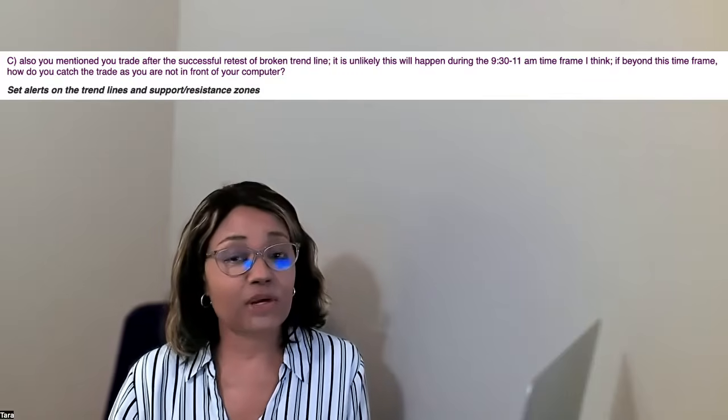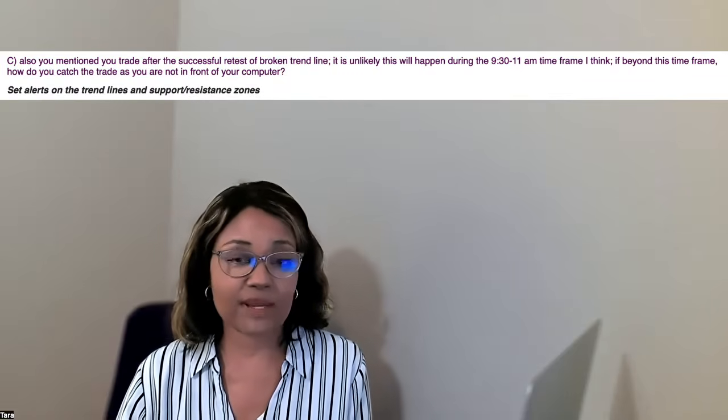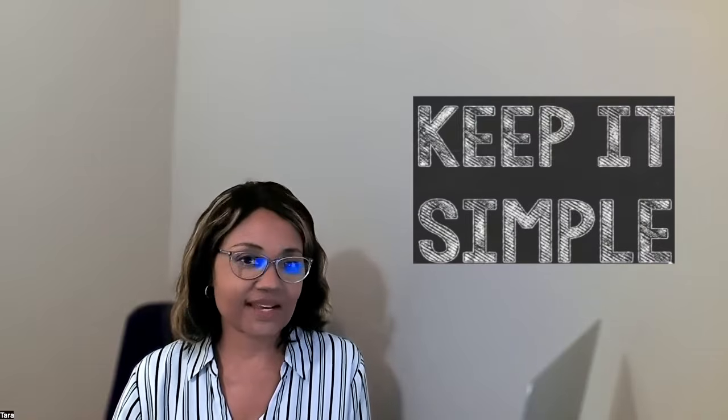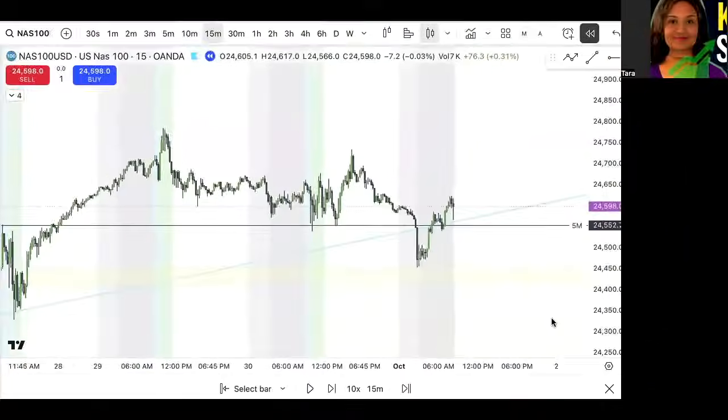So by request, I'll show you how I catch the retest when I'm not at my computer. I'll show my alert setup and how I secure profit once I enter. And as always, there's a live example inside. Here we are on NAS 100, and this is how it looked the day of the trade.